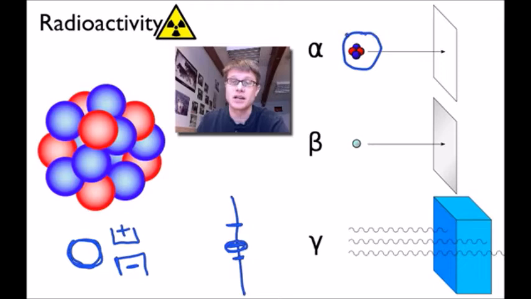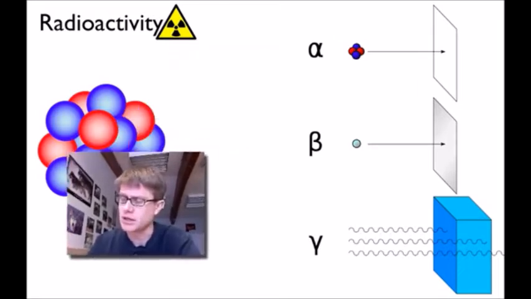Alpha decay has a positive charge, and so it would be drawn towards the negative. So we're going to have alpha decay down here. We're going to have beta decay up here. Beta decay had a negative charge, so it's drawn towards the positive. And then we have this gamma radiation here.